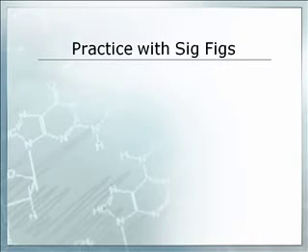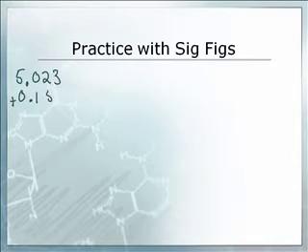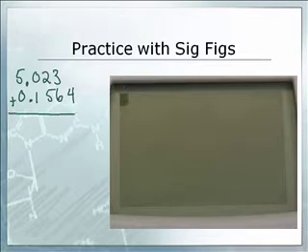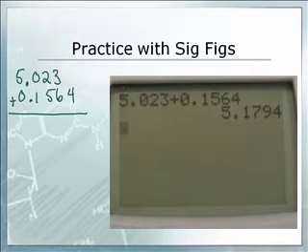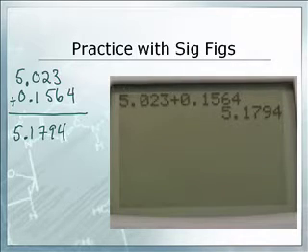So now let's just do some problems. Let's say I have 5.023, and I'm going to add to that 0.1564. Okay, Mr. Sams, you're going to do that on the calculator. 5.023 plus 0.1564. All right, what's the calculator say, Mr. Sams? The answer says 5.1794. And that, of course, is wrong.